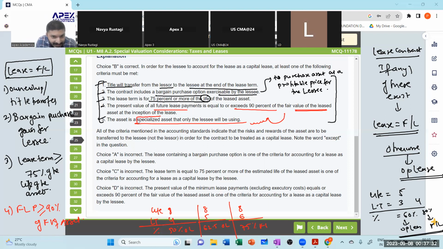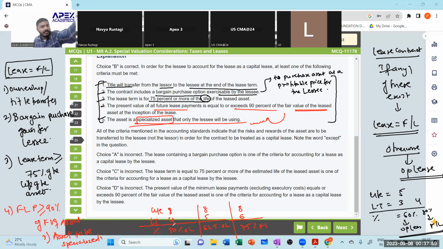Specialized asset. Do you understand the meaning of the term specialized asset over here? Yes, sir. And the fifth item is: asset should be specialized. Are you with me on that? There are 5 categories here. If any one of them is satisfied, you don't satisfy this, you don't satisfy this, you don't satisfy this, but you satisfy this, it will still be a finance lease.